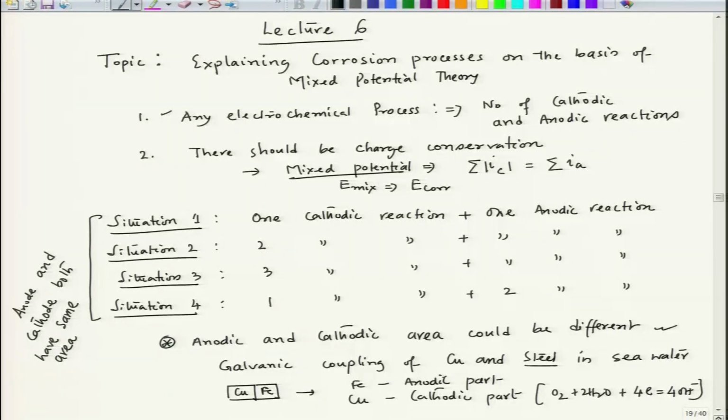In the galvanic series, if you see in sea water, copper is situated on top of iron, so copper would act as the cathode, and the current will flow from copper to iron in the conductor. But if we consider the electrolyte, the current will flow from iron to copper in the electrolyte, and the anodic reaction would be this.